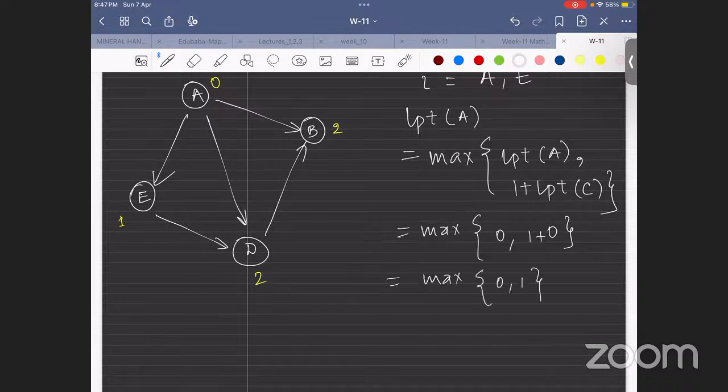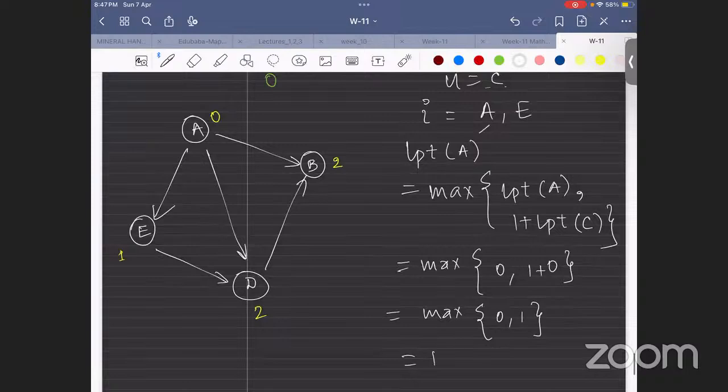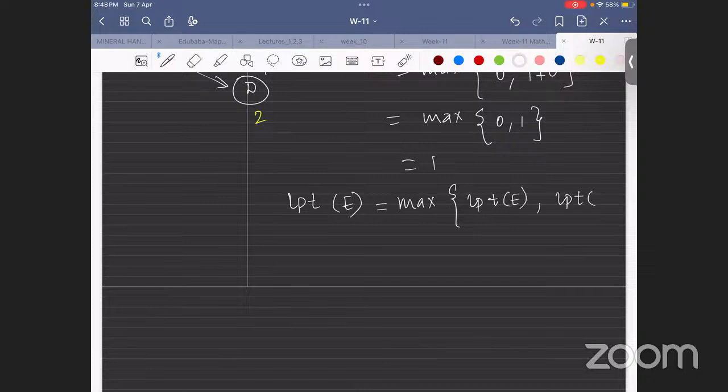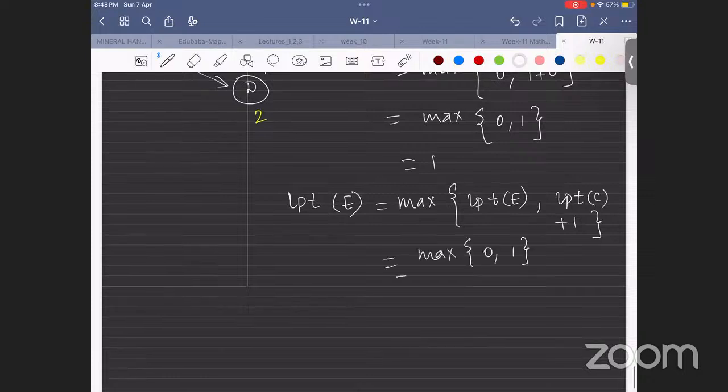Similarly, we have calculated for this, now we have to calculate for E. LPT for E is maximum of LPT to E, comma, LPT of C plus 1. Again, this is maximum of 0, 1. This is 1. Right?